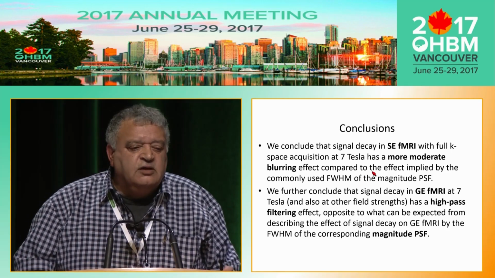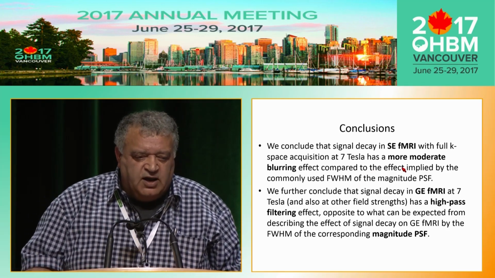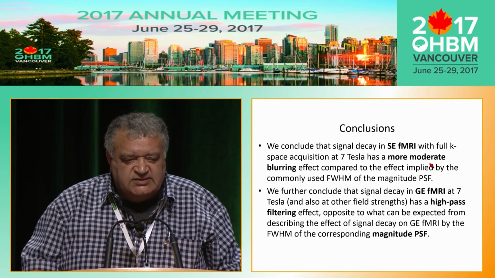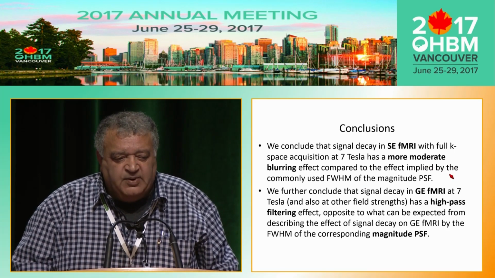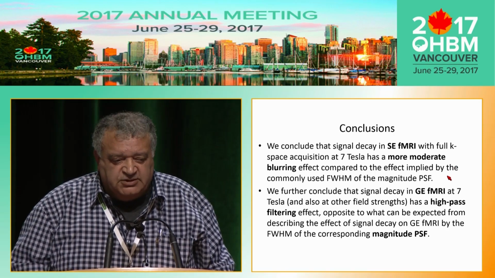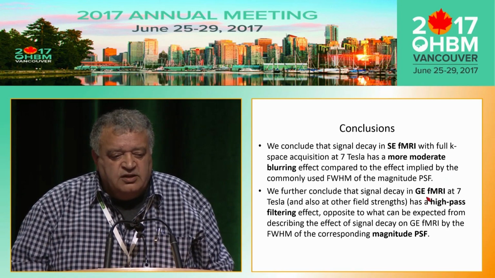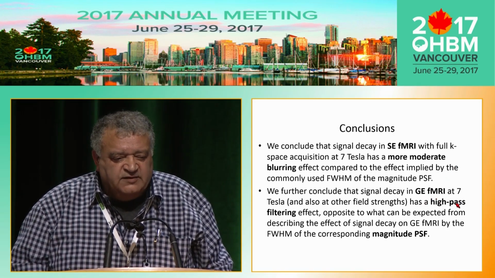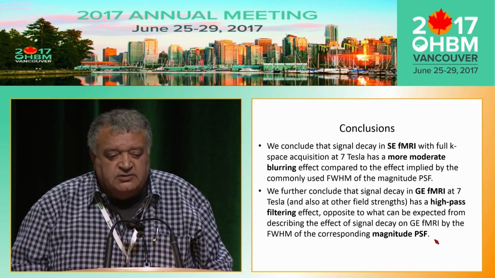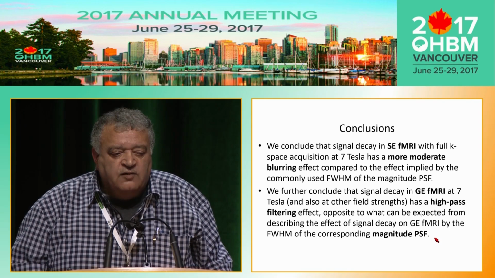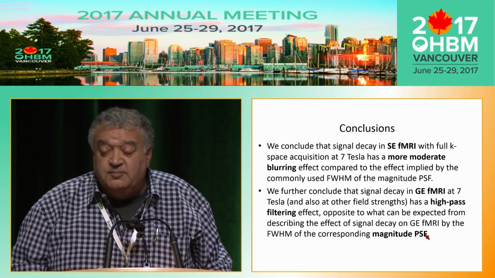We conclude that signal decay in spin echo fMRI with full K-space acquisition at 7 Tesla has a more moderate blurring effect compared to the effect implied by the magnitude point spread function. And we further conclude that gradient echo fMRI at 7 Tesla has a high-pass filtering effect, opposite to what can be expected from describing the effect by the magnitude point spread function.